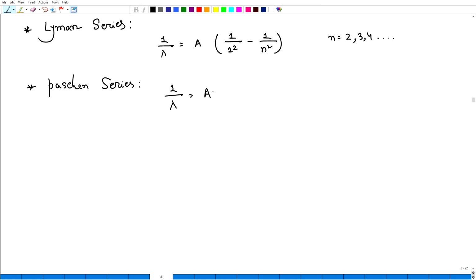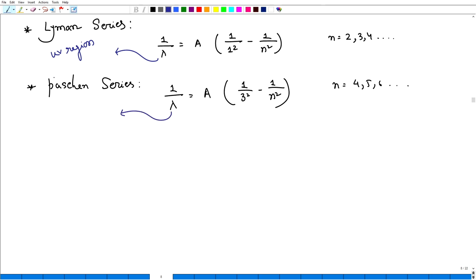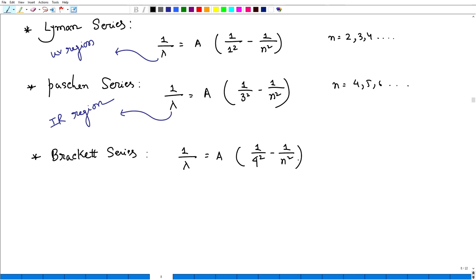Paschen gave a similar kind of relation, just with 3 squared. n will be greater than 3: 4, 5, 6 and so on. This lambda basically resides in the infrared region. If you put this n value and evaluate the lambda, Paschen gives the IR region. Balmer is 2 for Balmer. After Paschen there is Brackett. For Brackett it is just 1 by lambda, 1 by 4 squared minus 1 by n squared, where n is 5, 6, 7, and so on.